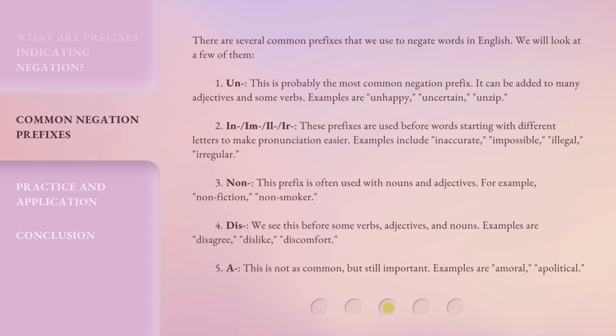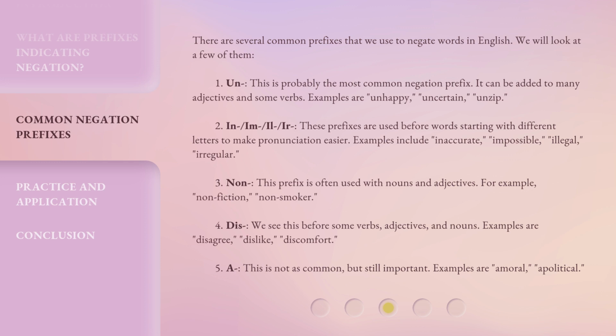2. In, im, il, ir. These prefixes are used before words starting with different letters to make pronunciation easier. Examples include inaccurate, impossible, illegal, irregular. 3. Non. This prefix is often used with nouns and adjectives. For example, nonfiction, non-smoker.